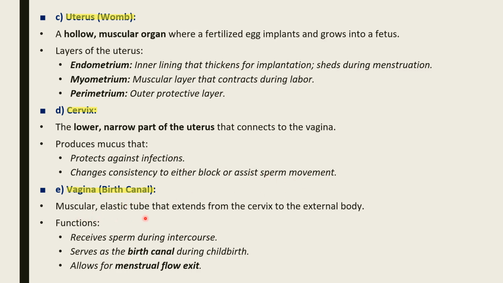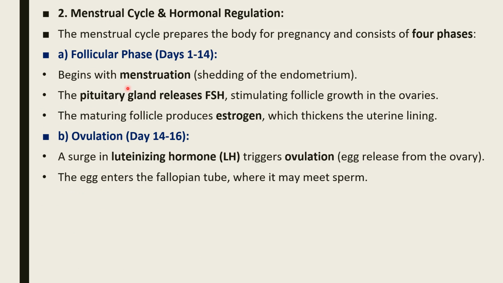The vagina, the birth canal, is a muscular elastic tube that extends from the cervix to the external body. Its function is to receive sperm during intercourse, serve as the birth canal during childbirth, and allow for menstrual flow.